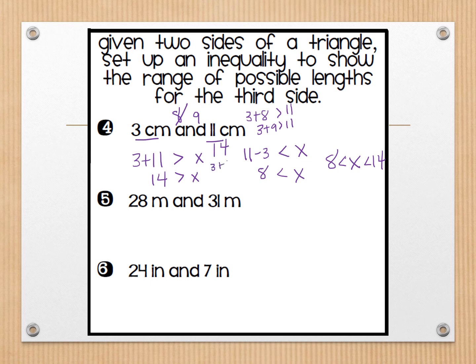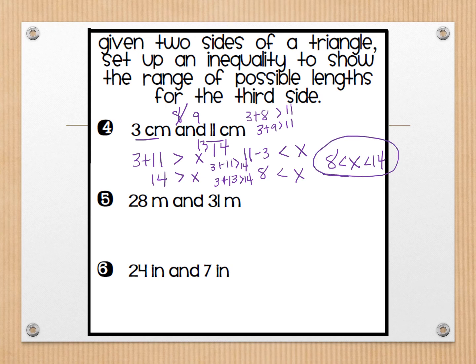So again, if I used 14 as my third, the two smaller would be 3 and 11. Is 3 plus 11 greater than 14? It's not. But what about 13? Is 3 plus 13 greater than 14? It is. So then the good range of numbers would have to be between those two, between the low and the high.